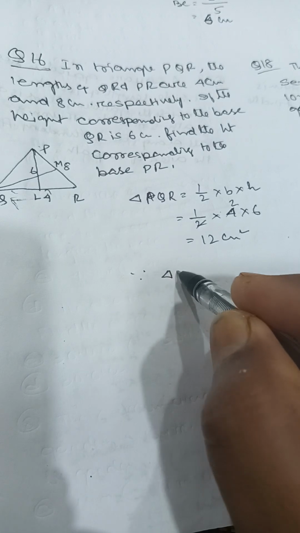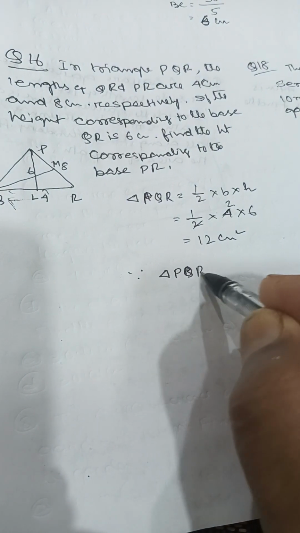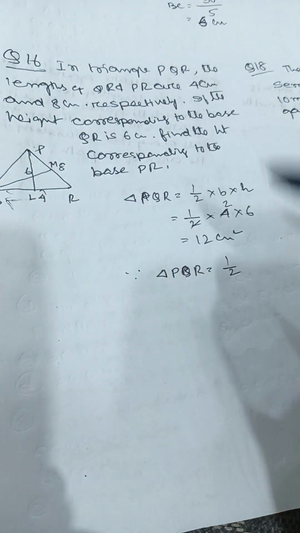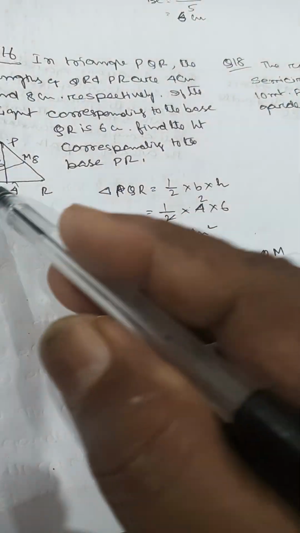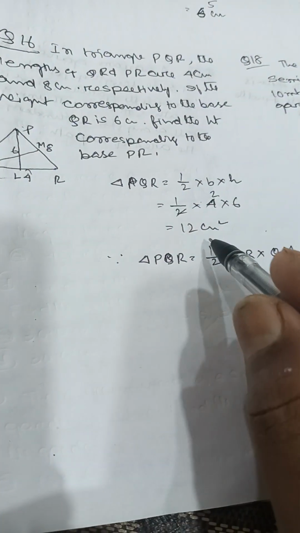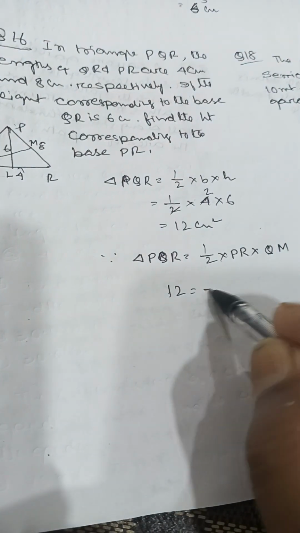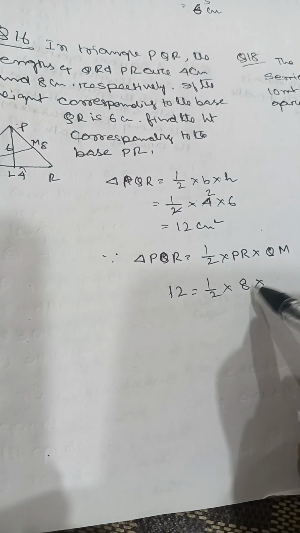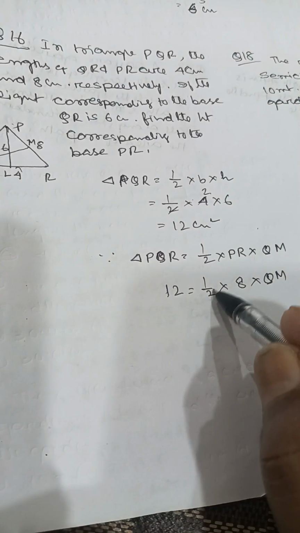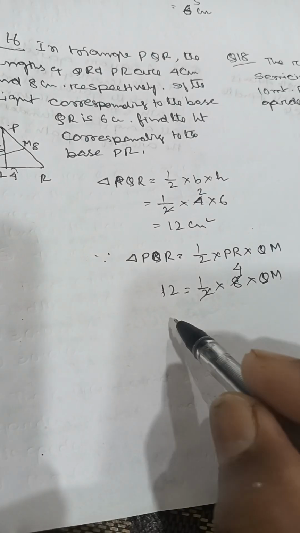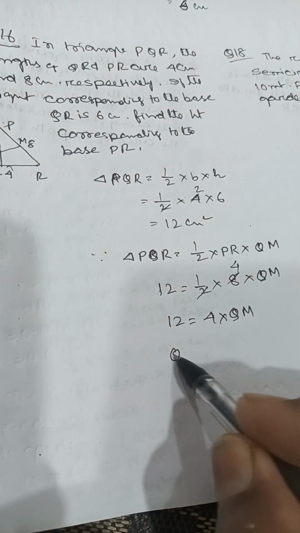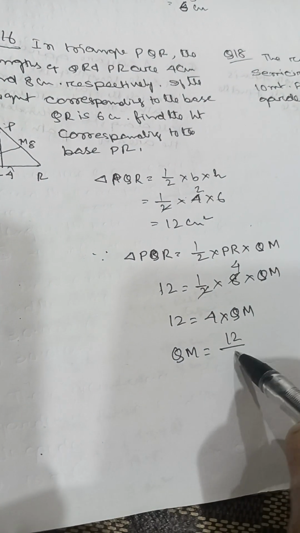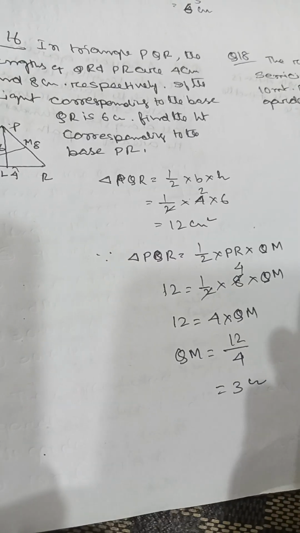Again you write, we know area of triangle PQR is equal to half into, with respect to base PR now. You write base is PR and height will be QM. This is QM. The area of the triangle PQR is 12 we know. Half into base is given 8 and QM we have to find out. So 2 and 8 cancel 4 times. So you will get 12 equal to 4 into QM. Therefore, measure of QM is equal to 12 divided by 4, that is equal to 3 cm. So we have completed question number 16 also.